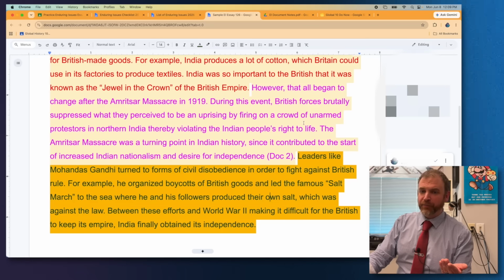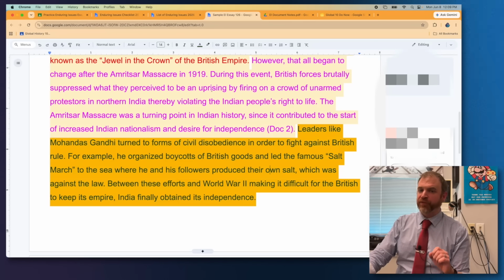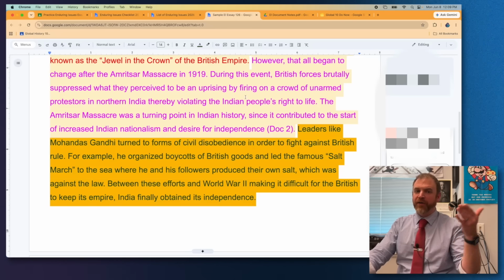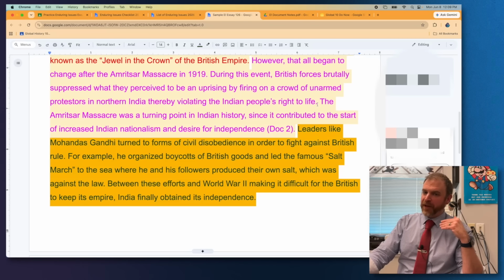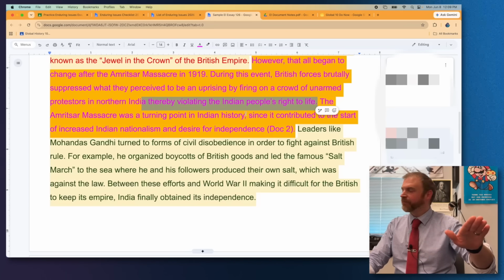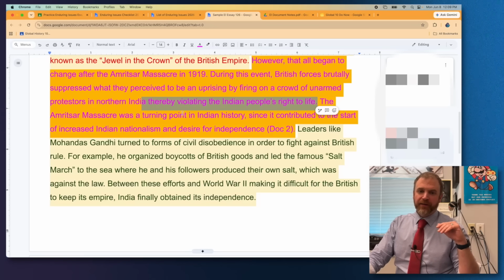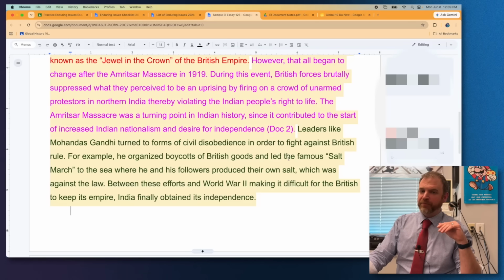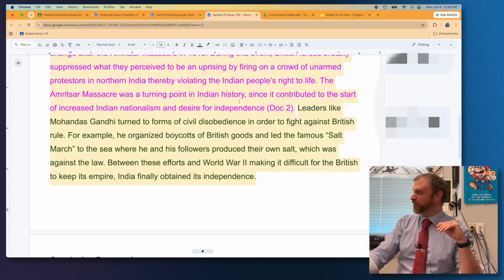1919 massacre, the British forces brutally suppressed what they perceived to be an uprising by firing on a crowd of unarmed protesters and therefore denied people the right to life. Trying to connect it back to the enduring issue I chose, right? Later on, this contributed to the Indian people wanting to fight for their independence.